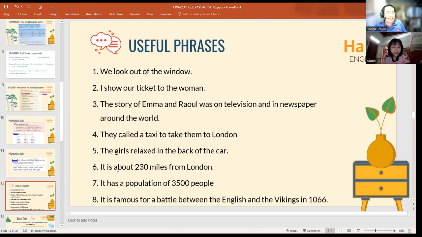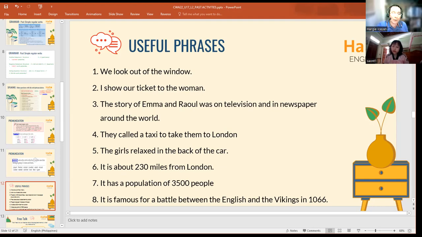Next, number 6. It's about 200 miles from London. So that would be a distance, 200 miles, right? I think it's not too far. Yeah, 230 miles is not too far, okay? They can't walk to London, though. It's not actually too far in miles.